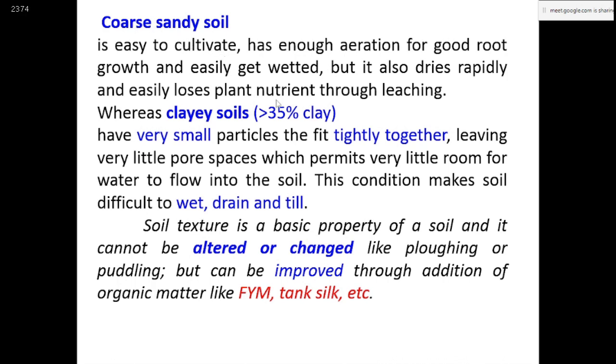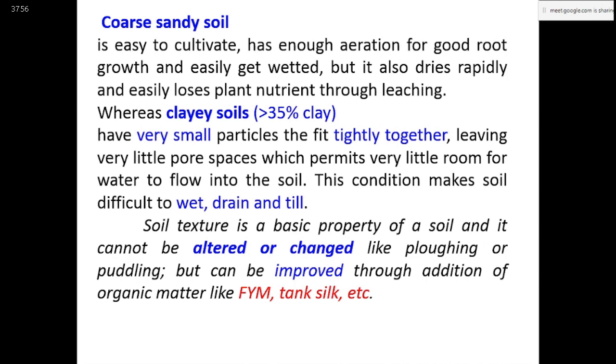Coarse sandy soil. Now the coarse sandy soil is easy to cultivate, has enough aeration for good root growth, and easily gets wetted, but it also dries rapidly and easily loses plant nutrients through leaching. Sand has big pore spaces, so percolation is high and leaching capacity is high. It does not hold the water or moisture, so plant nutrients are easily leached down.